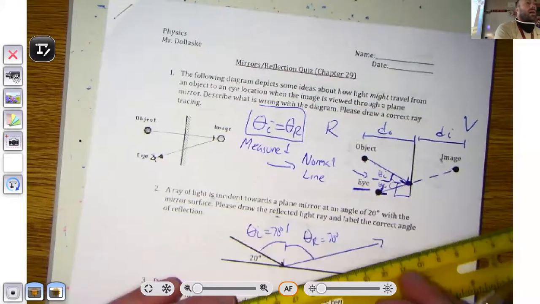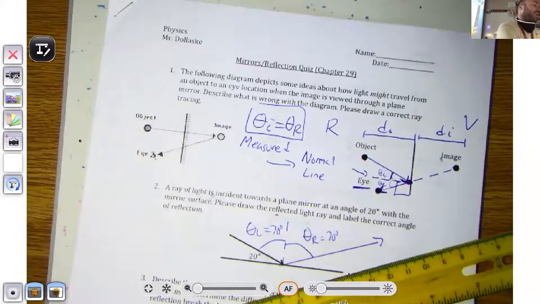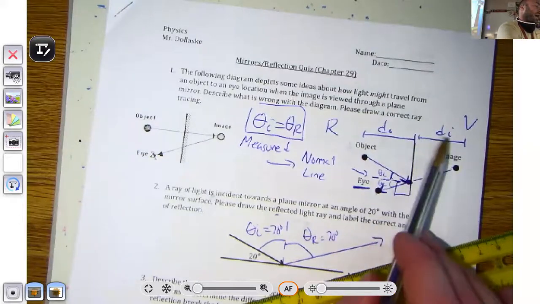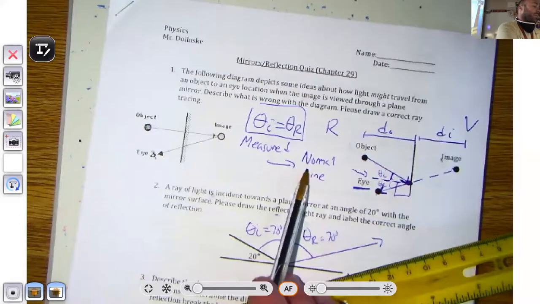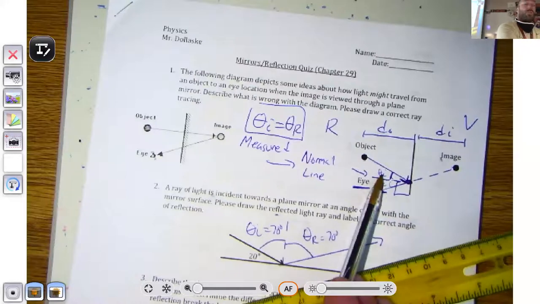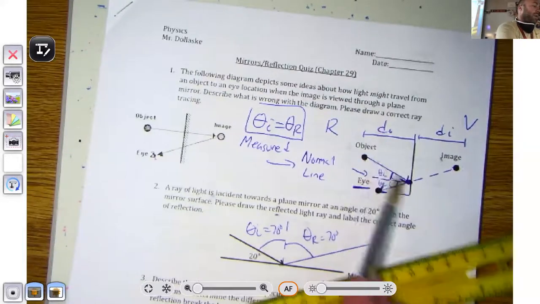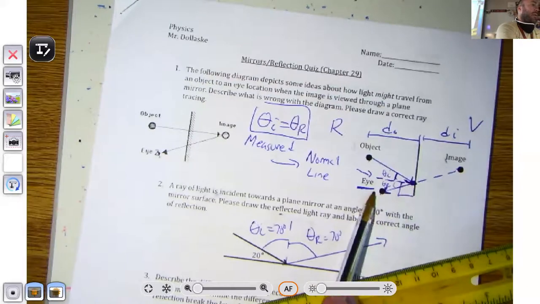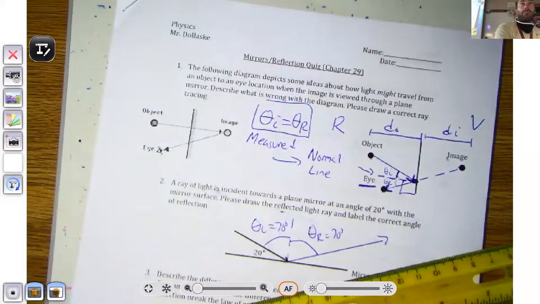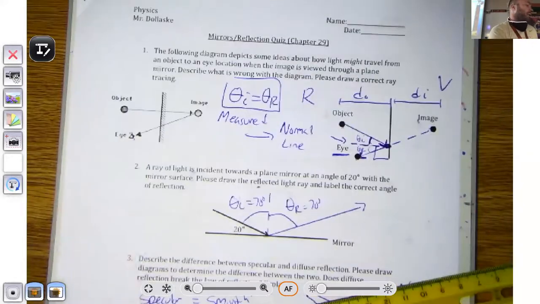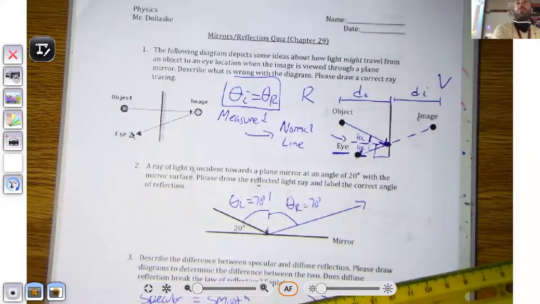This is what our diagram should have looked like. We didn't necessarily need to have DO and DI or say that this is the normal line, but I wanted you guys to show that theta I was equal to theta R, because the light wave came in at a particular angle, came out at that same angle relative to our normal line. Which brings me to problem number two.